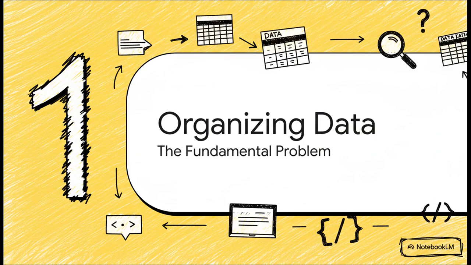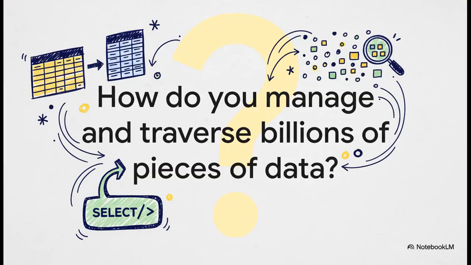Okay, so to really get why Dr. Codd's idea was such a breakthrough, we have to understand the huge problem he was trying to solve. The problem of, well, organizing all the world's data. I mean, just think about it for a second. You've got customers, you've got products, orders, dates, locations, billions of these little disconnected pieces of information. How in the world do you store all of that in a way that isn't just a total chaotic mess?